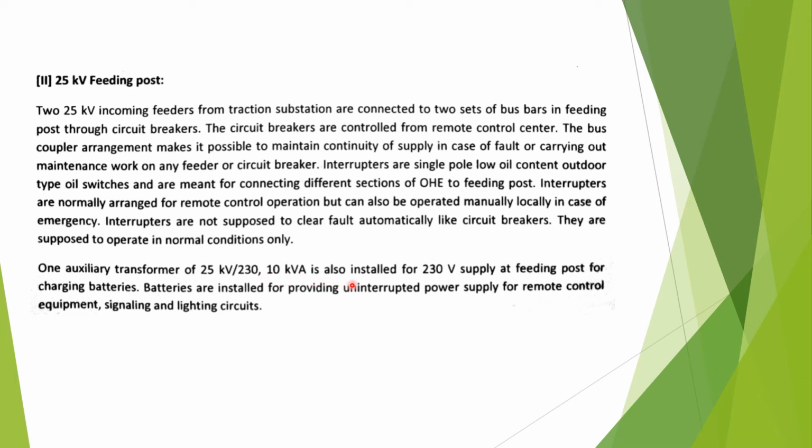Now this auxiliary transformer is also installed for the 230 volt supply, and this 230 volt supply is used for charging the batteries. The batteries are installed basically for providing uninterrupted power supply for the remote control equipments or the signaling and the lighting circuits that you have in electric traction. So, the feeding post.